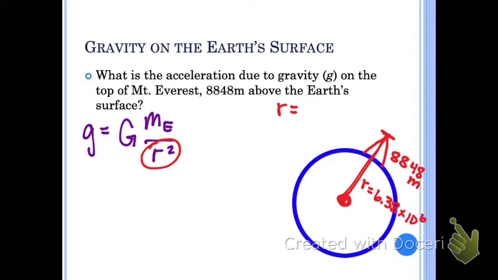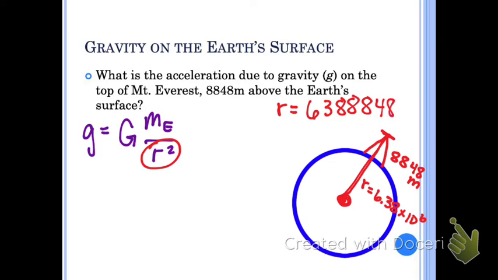So if you do alpha r, if you stored it in there, alpha r plus 8848. Don't round this, because then it's still going to look like 6.38 times 10 to the 6th, right? It's going to be 6,388,848. Why do we add it?